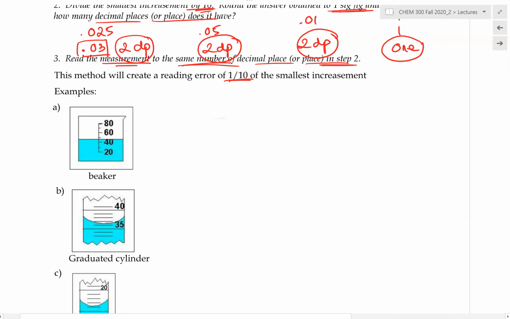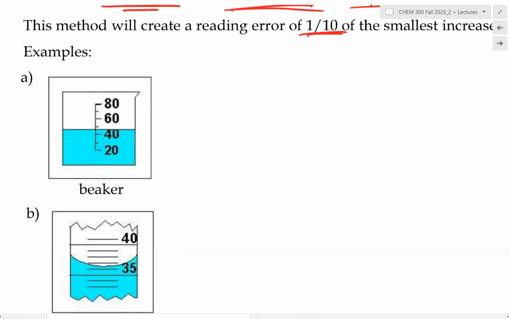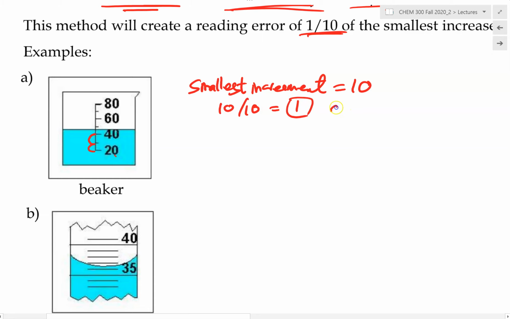So let's try now the first example A. So here in this case right here, when we follow the step and find the smallest increment, here would be the increment right here. Here's 20 and here's 40. So that means each of these is increasing by 10. So the smallest increment is equal to 10. And now when we take 10 divided by 10, we will get 1. So basically this tells us that we need to read to the 1 place. Our value needs to be reported to the 1 place.